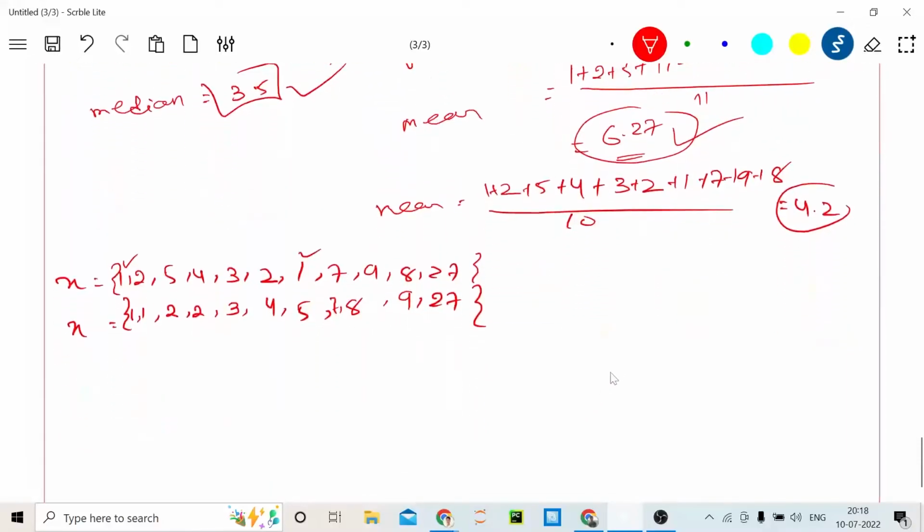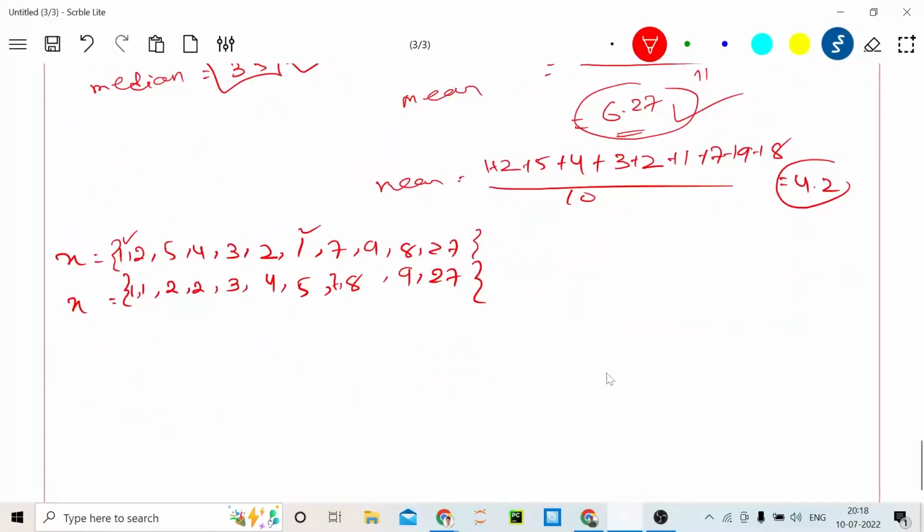Yes. In this case, in the median, how will you calculate the median? You may take the middle value. You may take 11 values. Then that means the 6th value is your median: 1, 2, 3, 4, 5, 6. That means your median is 4.